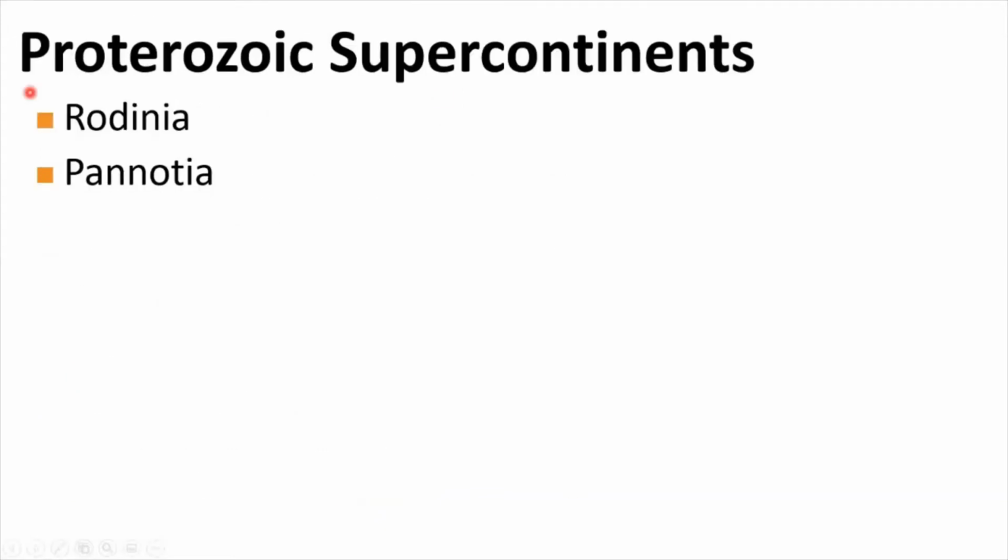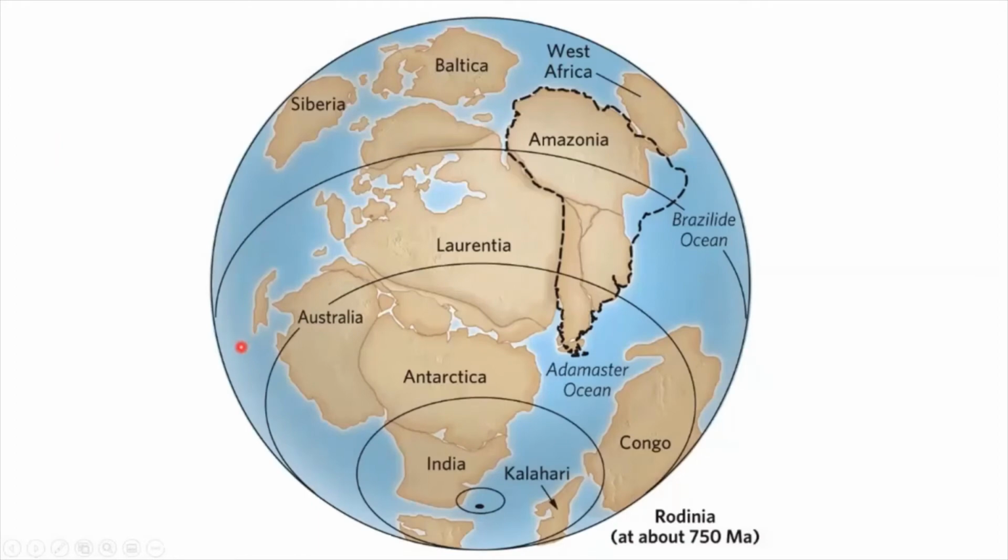There were Proterozoic supercontinents. A supercontinent is all the continents fused into one single landmass. There was Rodinia and Pannotia. So this is a depiction of Rodinia about 750 million years ago. Now this outline here is of modern day South America. Inside of it is Amazonia. And right here we have Laurentia. We know that as our modern day North America.